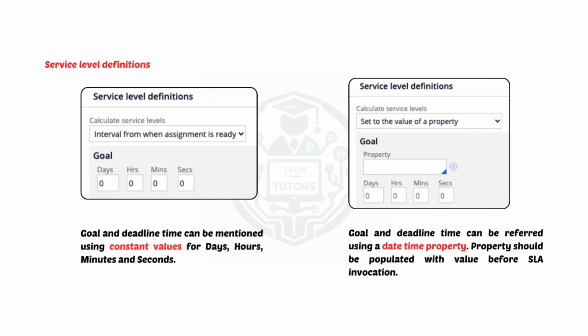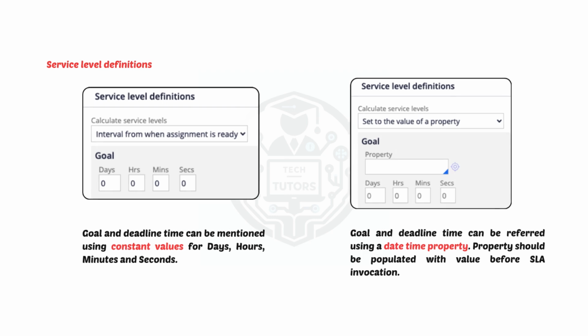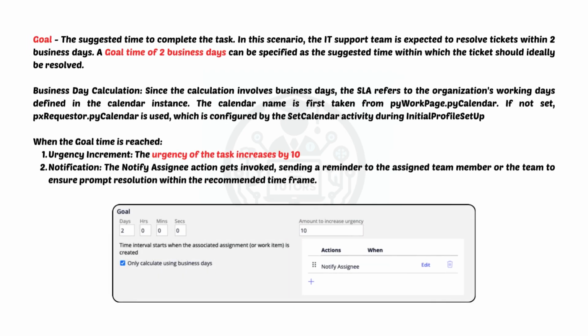Goal and deadline times can be defined in 2 ways in SLA rule. Constant values for days, hours, minutes, and seconds. Datetime property, which must be populated before SLA invocation. The goal time represents the suggested time for task completion. In our scenario, the goal is 2 business days to resolve tickets.